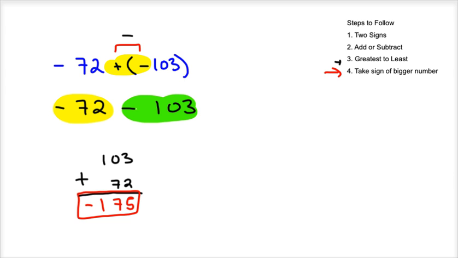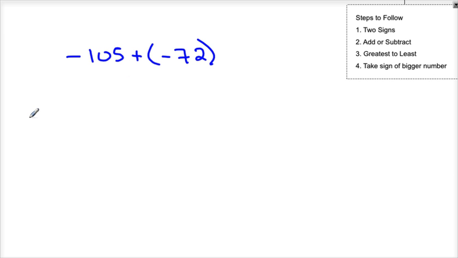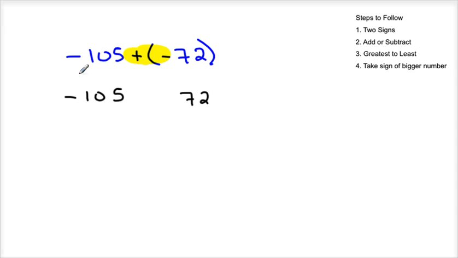Okay, a few more. Negative 105 plus negative 72. Okay, so do they have the one sign? Here I actually have 2 signs in the middle. I want them to have 2 signs all together. So I have my negative 105 and 72. Do these 2 signs combine and make a positive or a negative? Well, in this case, a multiplication, a positive times a negative becomes a negative. So this is negative 105 minus 72.